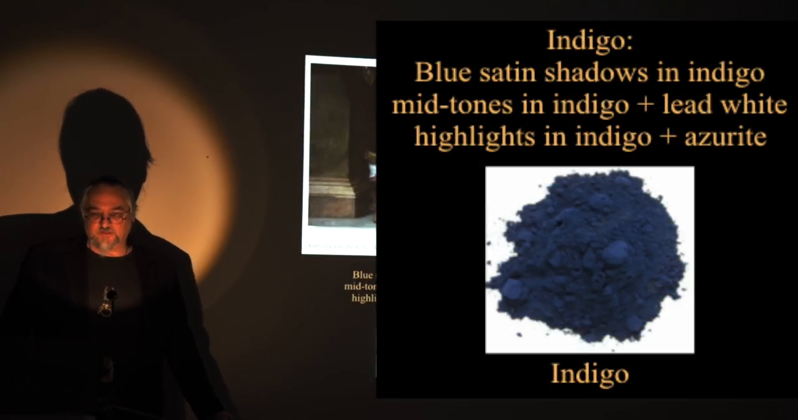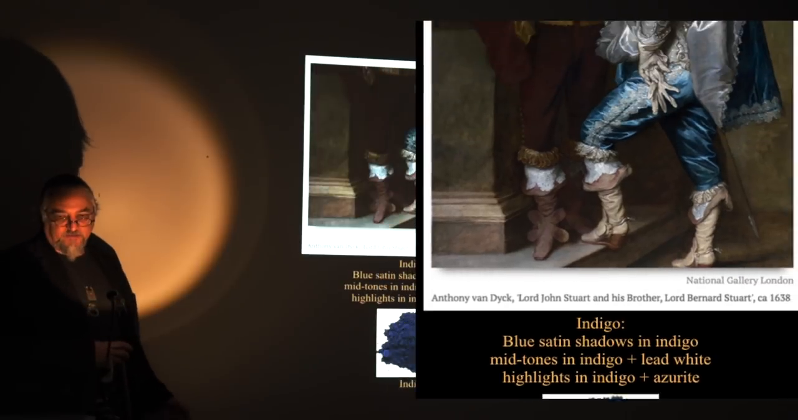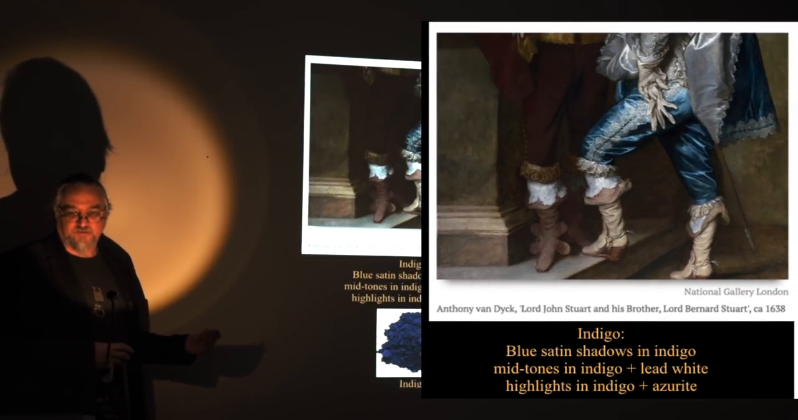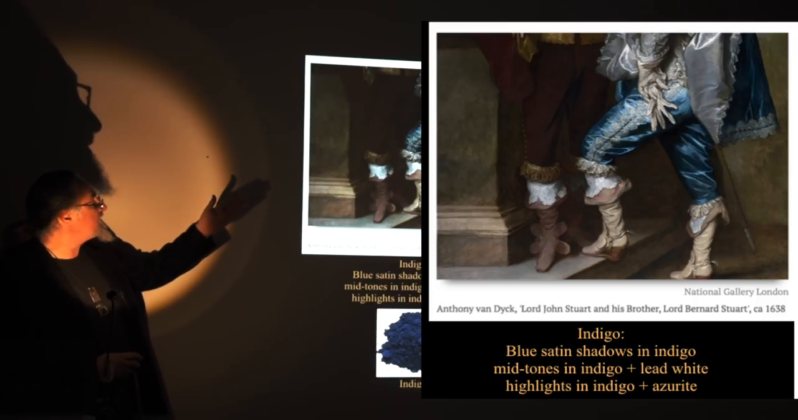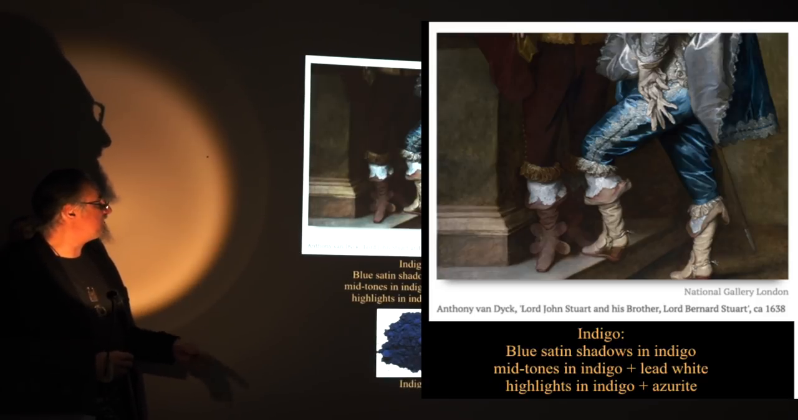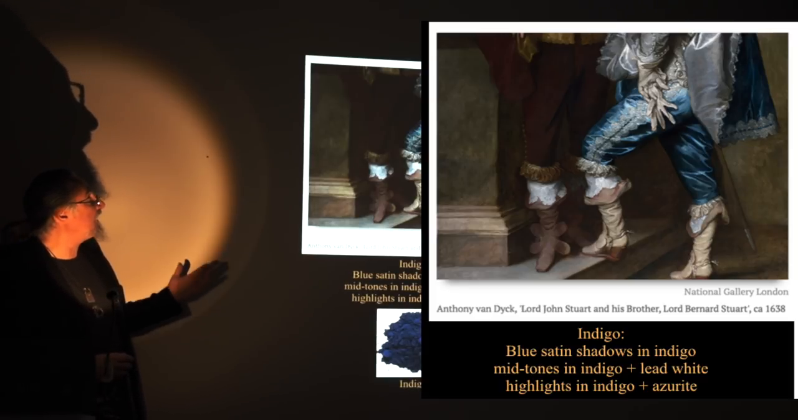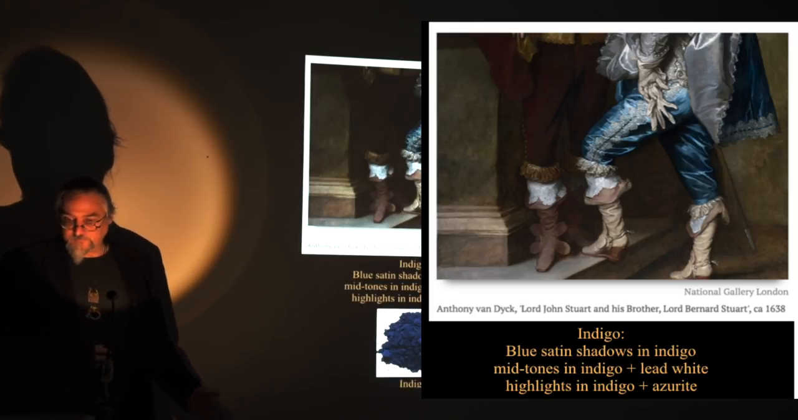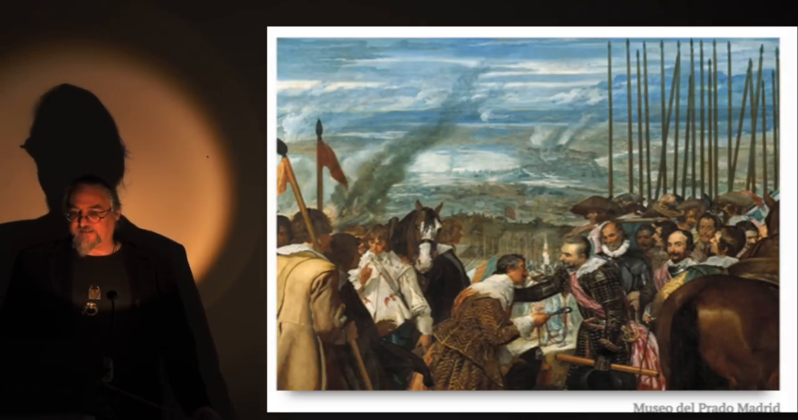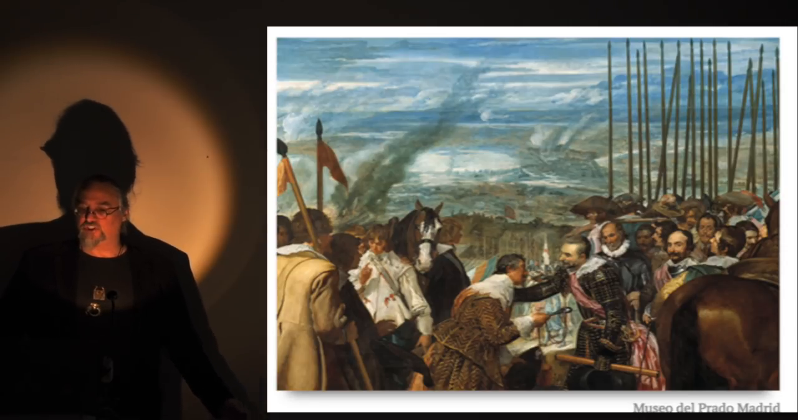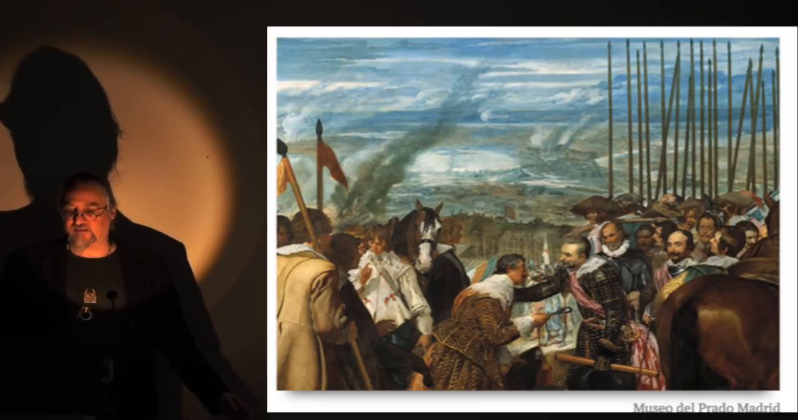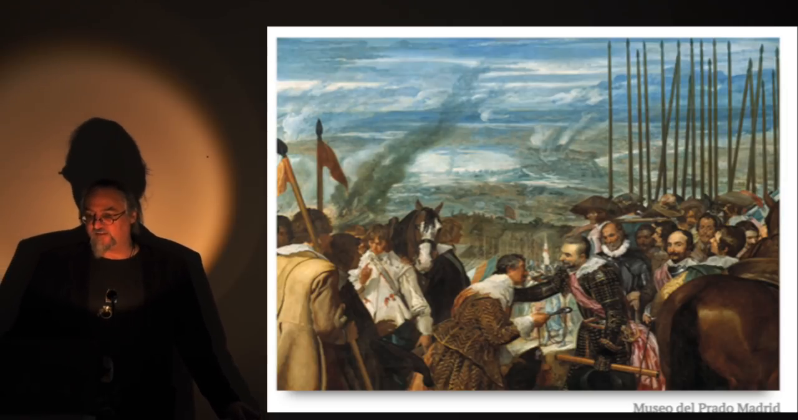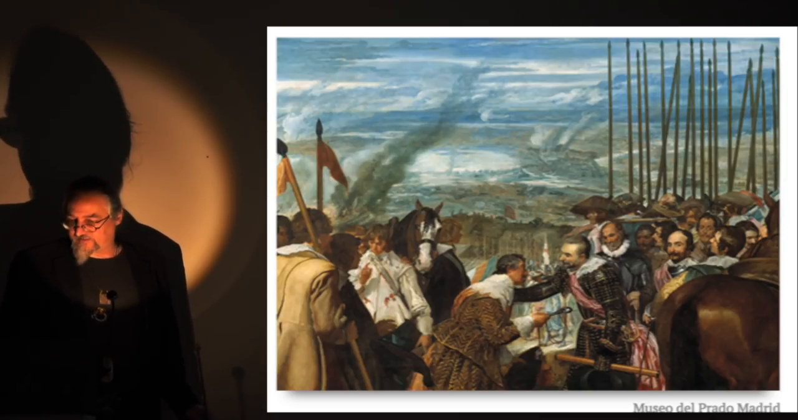Indigo, being used by Anthony van Dyck here to create the blue satin shadows in the pants that you see of this figure. But he didn't use just indigo. The midtones would use indigo plus lead white, the highlights indigo plus azurite, so as to create a whole series of different tones of blue. There on the right, Velázquez, the sky being in this soft, greenish, bluish azurite tone, mixing the azurite with lead white, and traces of bone black, red ochre, and calcite.